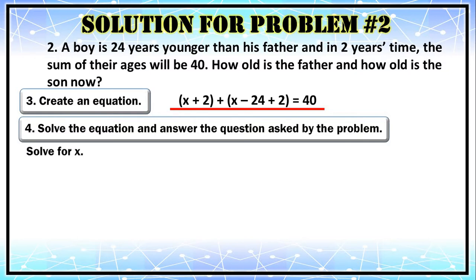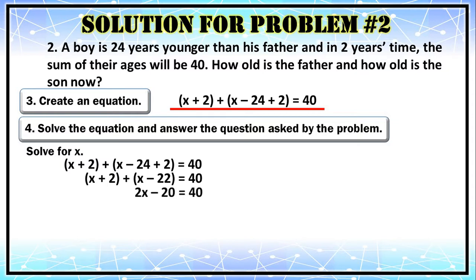So you have to solve for the value of x. Our equation, simplify. The quantity of x plus 2 plus the quantity of x minus 22 equals 40, and that becomes 2x minus 20 equals 40. Then we use the addition property of equality. That becomes 2x is equal to 60, and then division property of equality. Divide both sides by 2. That becomes x equals 30.